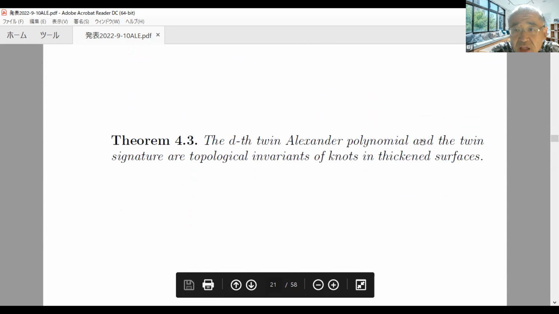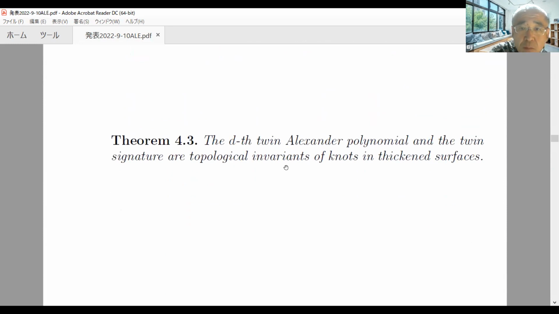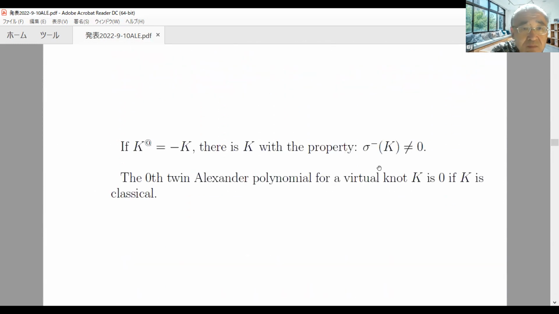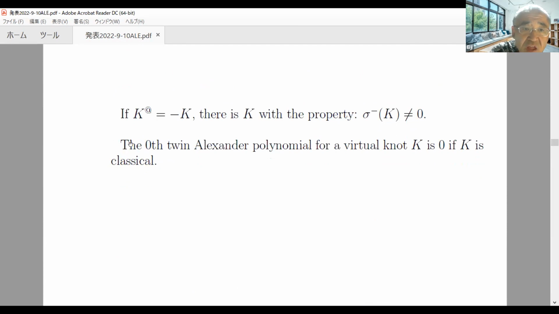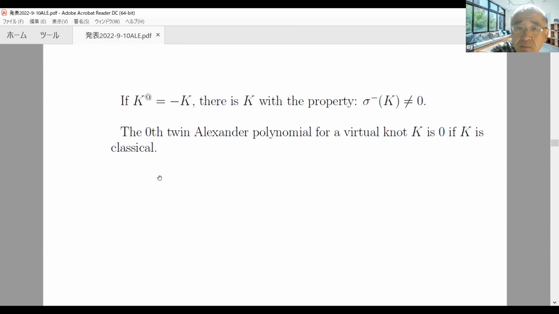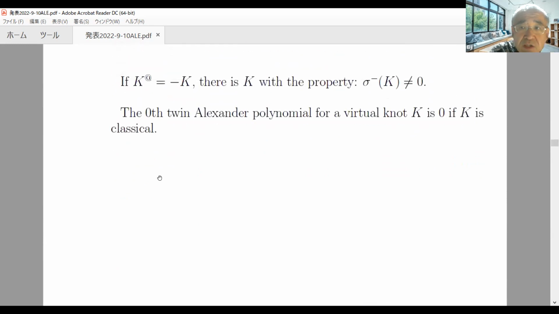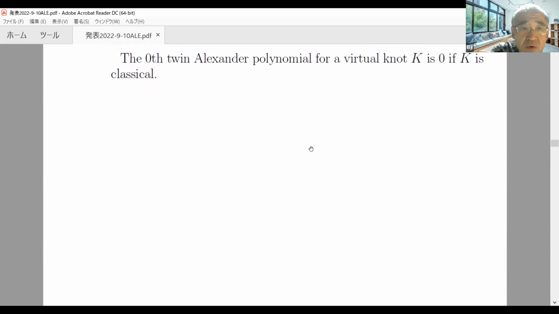These twin Alexander polynomial and twin signature are topological invariants of knots in thickened surfaces. If K-hat equals minus K, there is K with twin signature not equal to zero. The twin signature is a non-trivial invariant. And further, the zeroth twin Alexander polynomial is zero if K is classical. If it is not zero, it's non-classical.